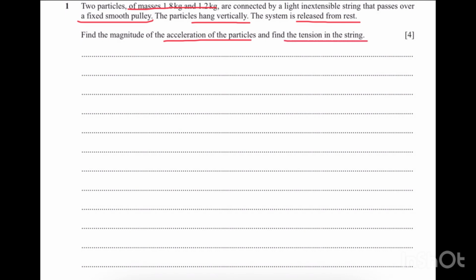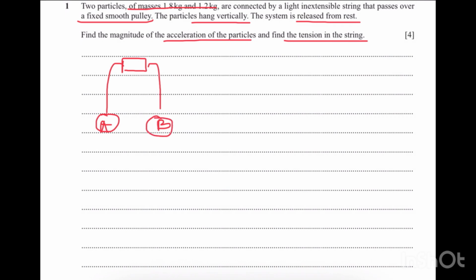So we will need to make a diagram. They're saying that there is a pulley. Let's assume this is the top of the pulley and then these are the strings attached to it. And then it is saying that there are two particles. Let's say the first particle is particle A and the second particle is particle B.